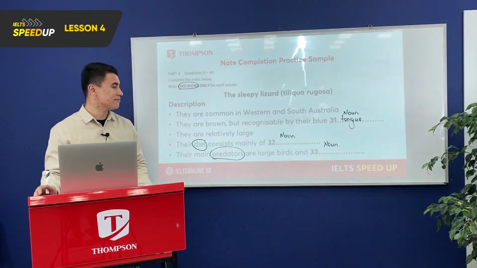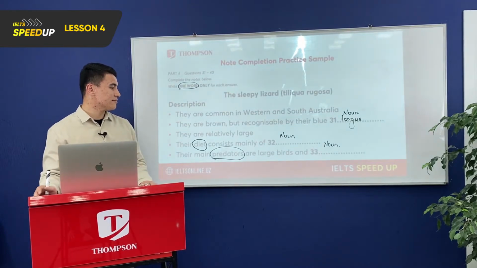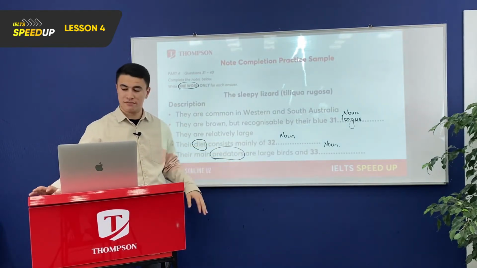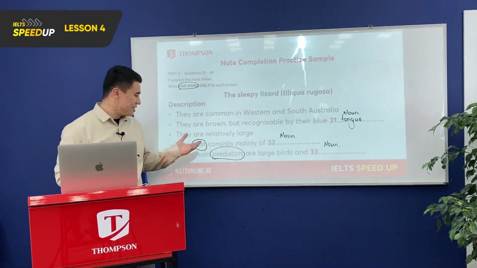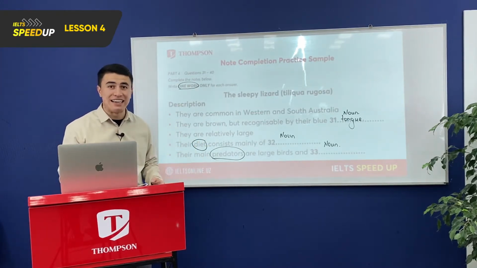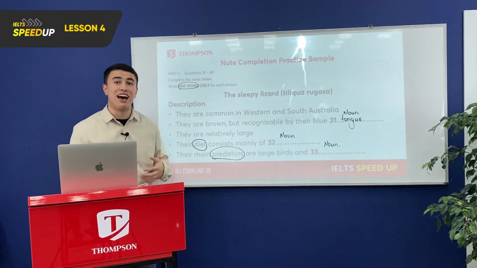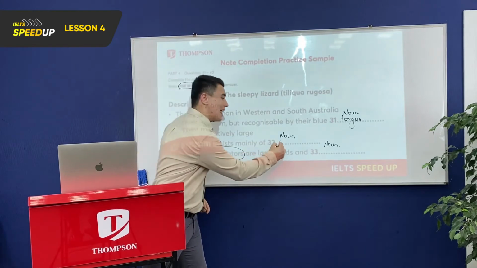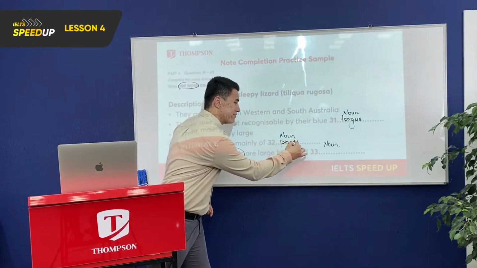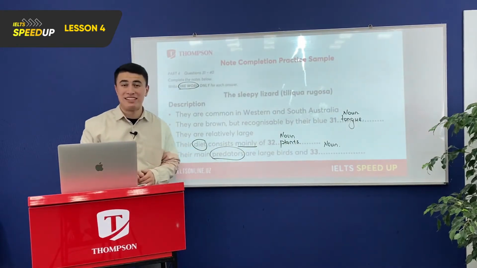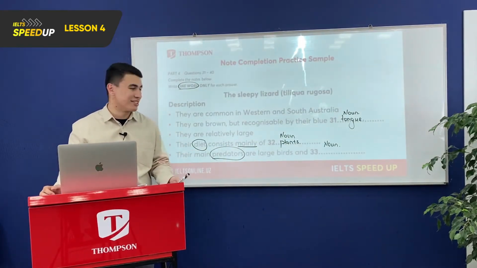Much bigger than most European lizards. They have quite a varied diet, including insects and even small animals, but they mostly eat plants. So, the speaker mentions they have quite wide diets, including insects and other animals, but mostly they eat plants. Okay, here we have the word mainly, which is a synonym for the word mostly.